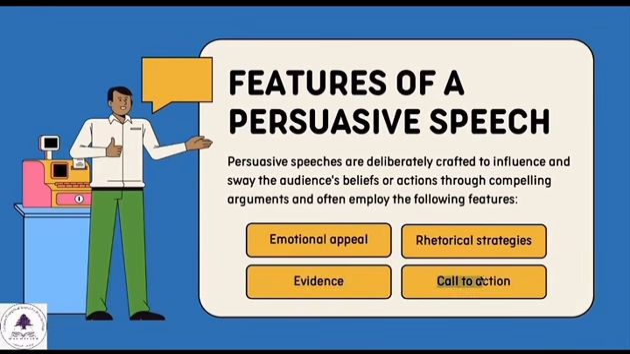And then call to action. When I say call to action, it means that this comes at the very end, okay, and it means that you ask people to do something directly. In the persuasive speech, you ask them directly to do something, okay. Is everything clear?